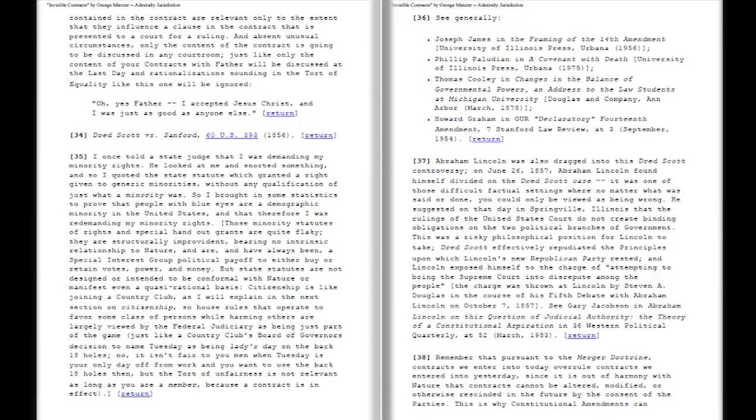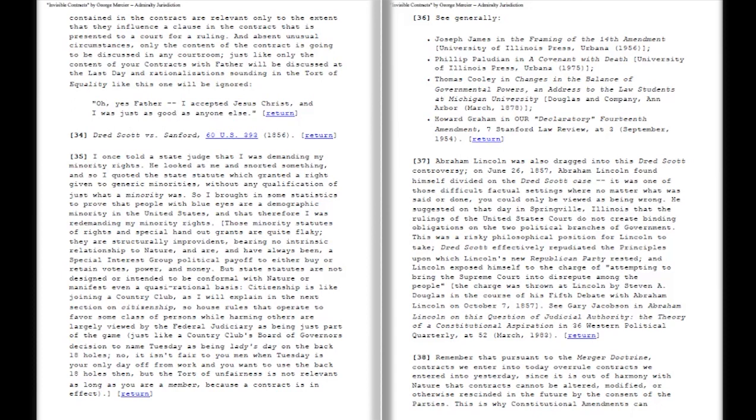And absent unusual circumstances, only the content of the contract is going to be discussed in any courtroom, just like only the content of your contracts with Father will be discussed at the last day, and rationalization sounding in the tort of equality like this one will be ignored. "Oh, yes Father, I accepted Jesus Christ, and I was just as good as anyone else." Return 34. Dred Scott v. Sandford, 60 U.S. 393, 1856.